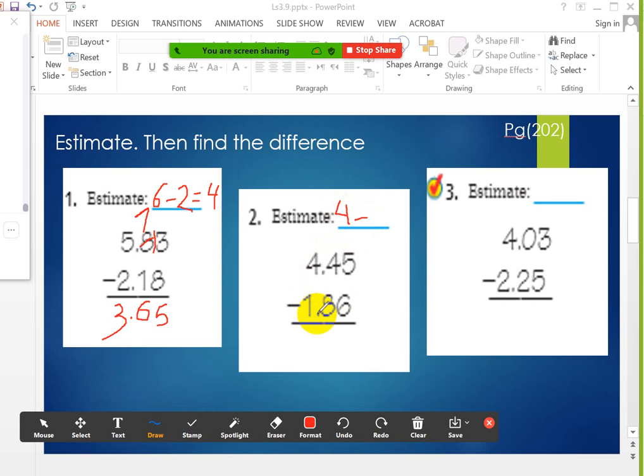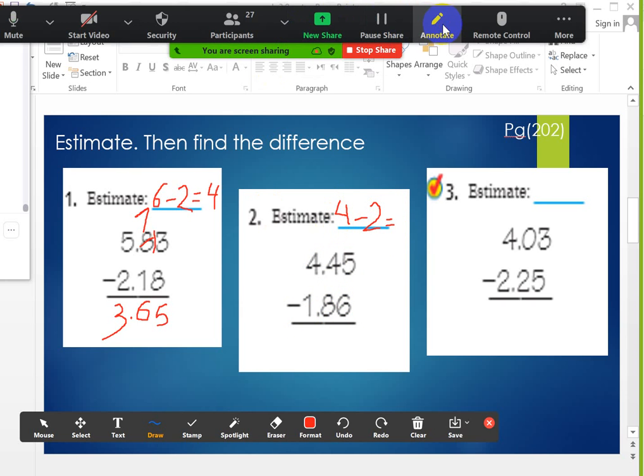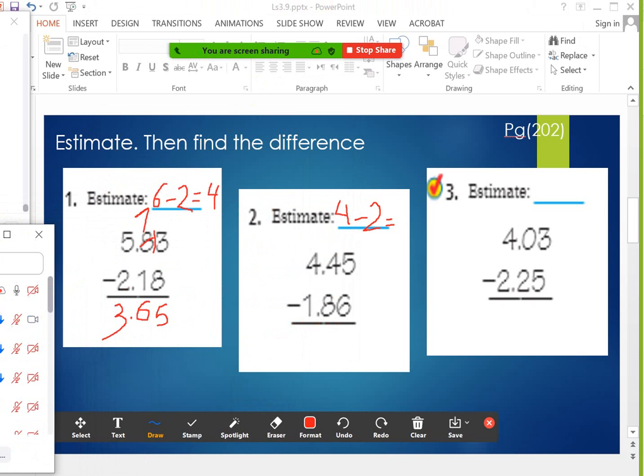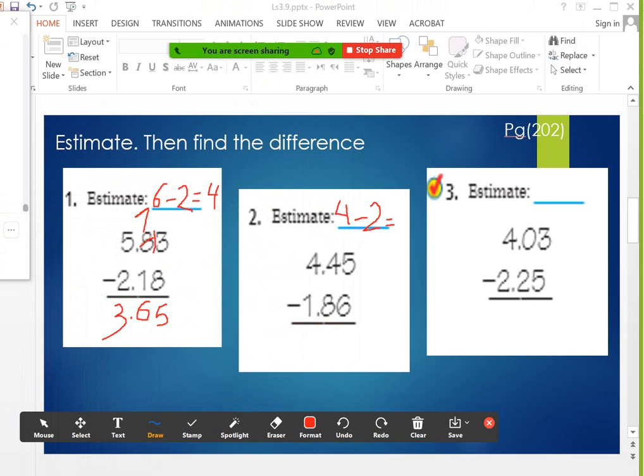Now 1.86, if I want to round it to the nearest one, it will be what? It will be 2, because before the ones I have 8, greater than 5, that means I will add 1 to the ones, so it will be 2. 4 minus 2 equals what? Equals 2. This is the estimate.